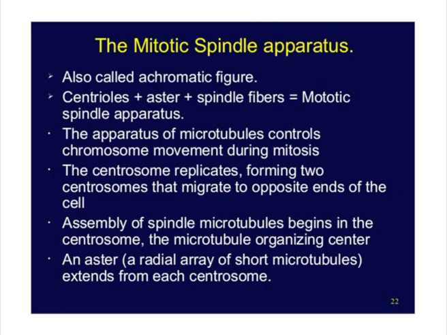Here the centrosome replicates, forming two centrosomes that migrate to the opposite ends of the cell. The spindle microtubules begin in the centrosome, the microtubule organizing center. The asters are a radial array of short microtubules that extend from each centrosome. This is the spindle apparatus from the chromosomes.